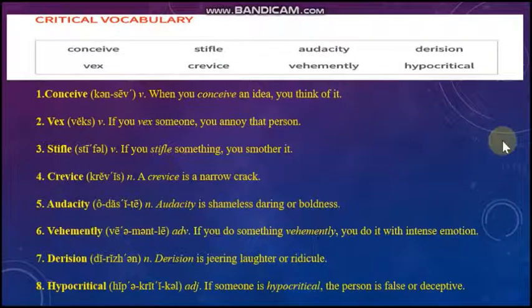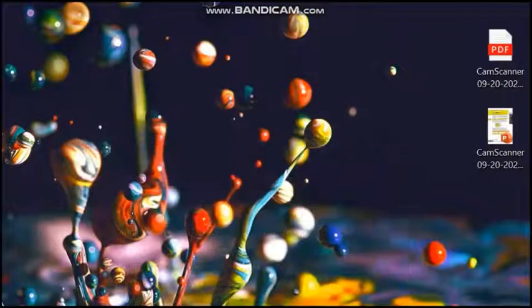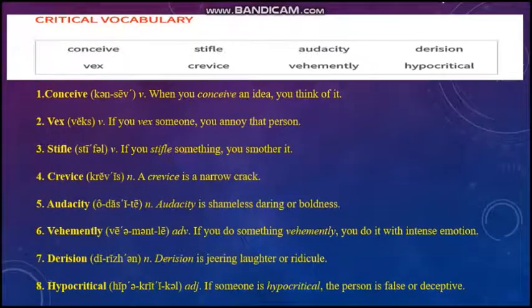Next we have critical vocabulary. Here we have 8 words to remember. The first word is conceive, a verb. When you conceive an idea, you think of it. So conceive means to form an idea or to accept an idea.